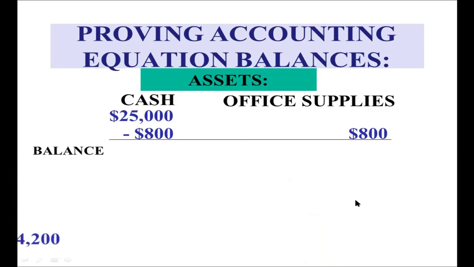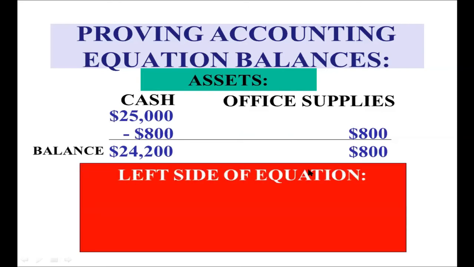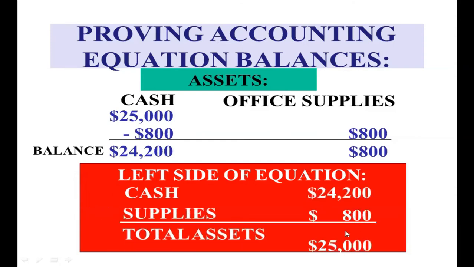We have cash, which is now 24,200 because you paid 800 for office supplies. And your office supplies increased by 800 because you bought it. So on the left side of the equation, we have cash of 24,200 and supplies of 800. When we add both, we still have 25,000.